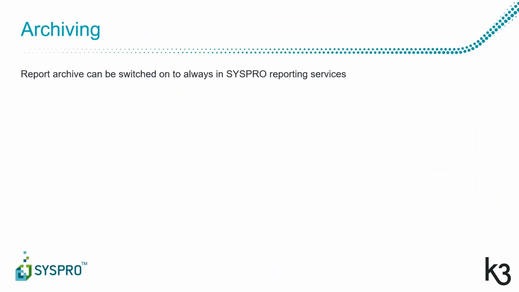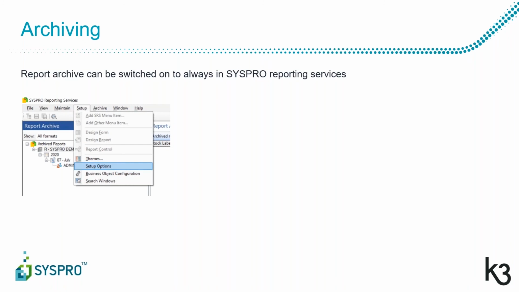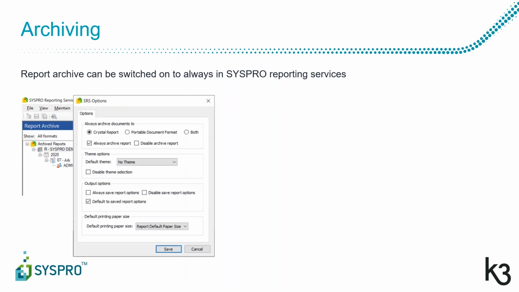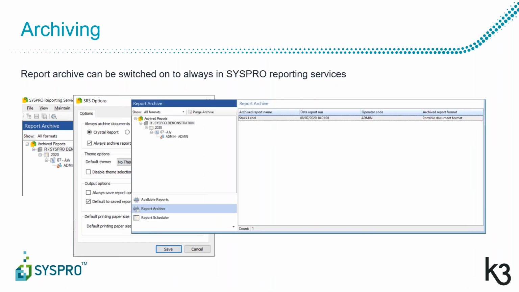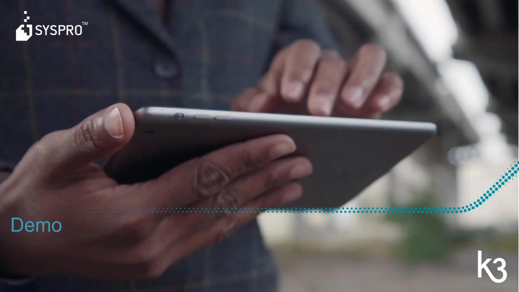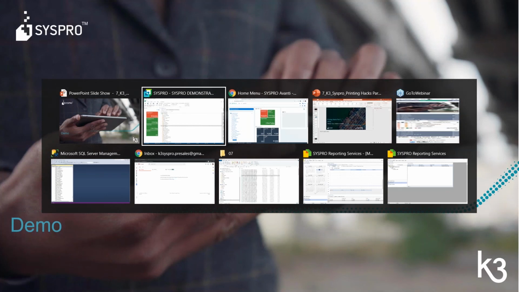Okay. Reports can also be archived. So if you ever run an inventory valuation, that can also be set up to be archived. And that's done within the SYSPRO reporting services folder. In the setup options, you can set it to always archive the report. And what that means is any report that is then printed becomes available within the report archive. So from there, I can preview the report and see it again, or I can even see what operators are running what reports, which might be useful to see what kind of reports are being used within the business. Okay, so let's have a little look at what archiving actually means.